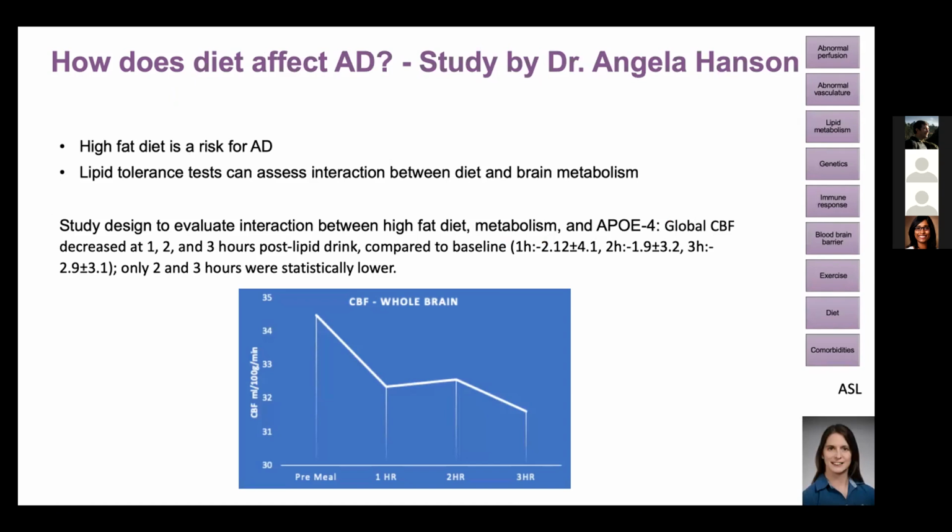So she's looking at lipid tolerance tests, and she looks at blood flow changes after having a lipid drink for 4 hours after that. So the participants come in, we scan them for blood flow, then they drink their lipid, she scans them 1 hour later, 2 hours later, 3 hours later.